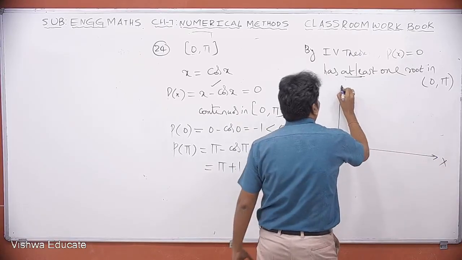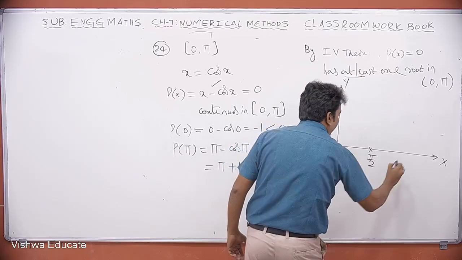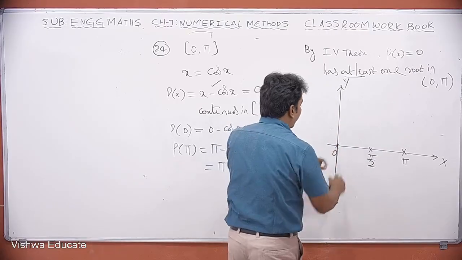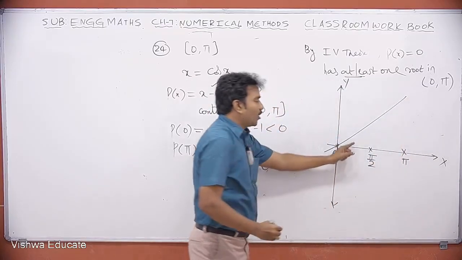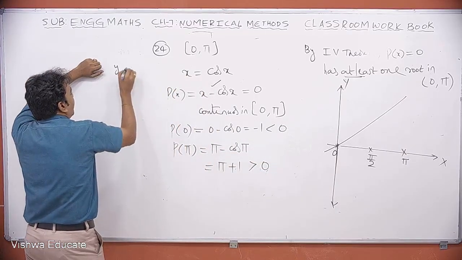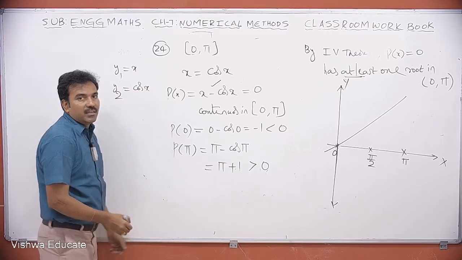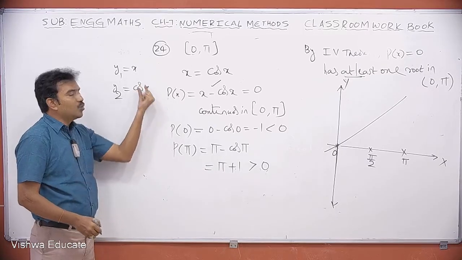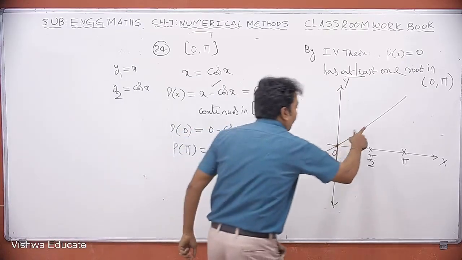So x-axis, y-axis. So this is 0. And say for example this is pi by 2 and this is pi. Now the line y equal to x makes an angle of 45 degrees with the positive x-axis. Basically this is a combination of two curves, y1 equal to x, y2 equal to cos x. Now my intention is in how many places between 0 and pi these two curves will intersect, and that gives the number of solutions, right? So this is the graph of y equal to x.